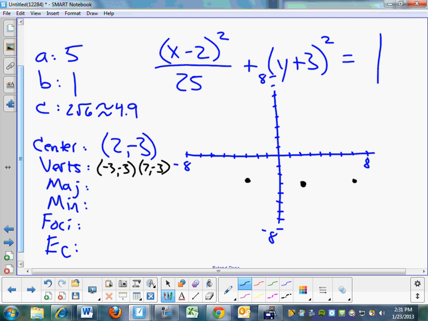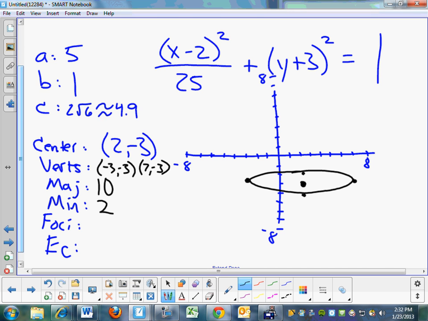So what's going to be the length of the major axis then? What's the distance between those 2 points? 10. Minor axis, how many units do I go in each direction from the center for the minor axis? I just go 1. Now I have a shape of my ellipse. So the length of the minor axis is 2.